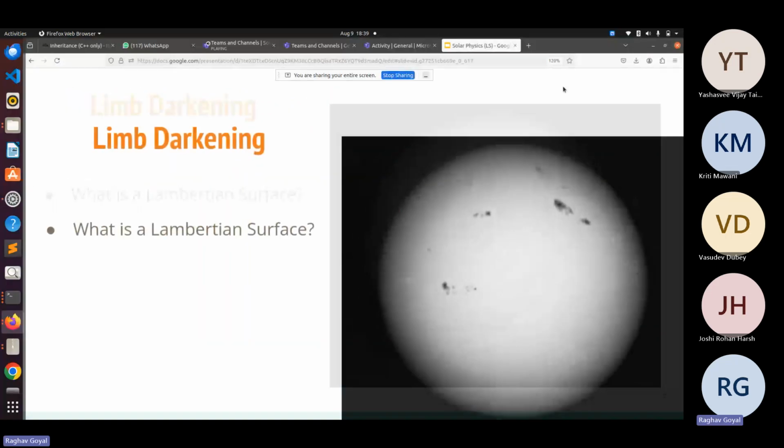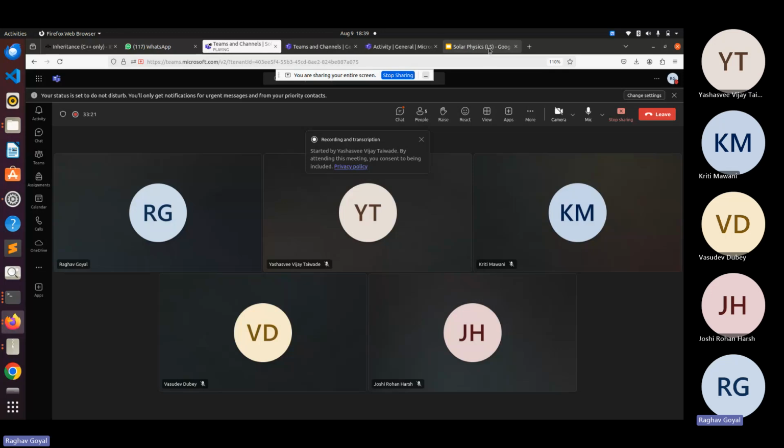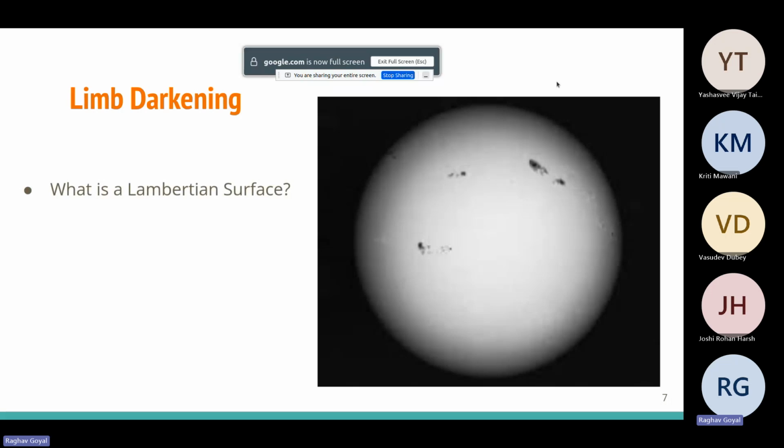Now we are going to be talking about an extremely important phenomenon observed in astronomy, and this is something that actually helps us analyze transits as well. Limb darkening is an effect that is observed in a lot of luminous bodies. First of all, suppose limb darkening wasn't there. Suppose I was looking at the sun and it appeared uniformly bright to me, the disk was uniformly bright. I would say that the surface of the sun is a Lambertian surface.